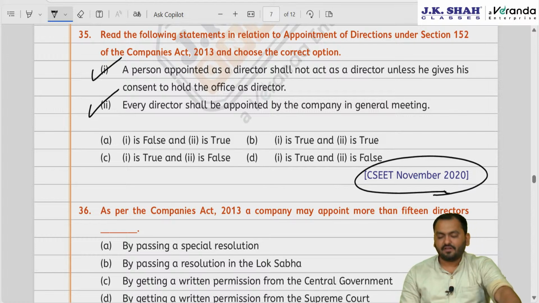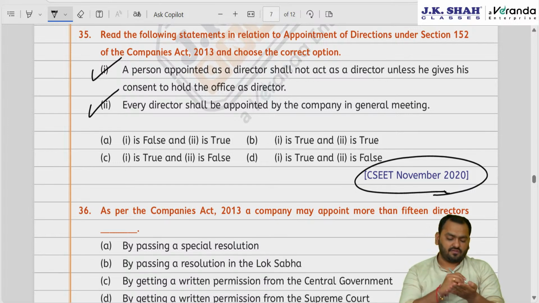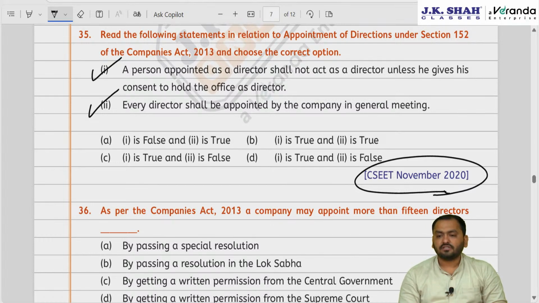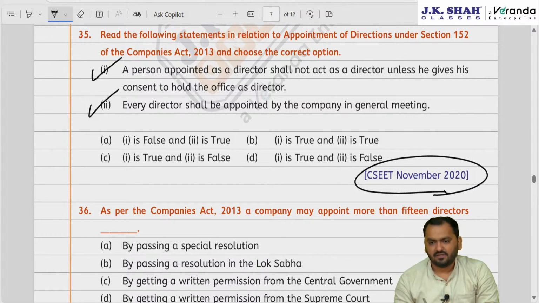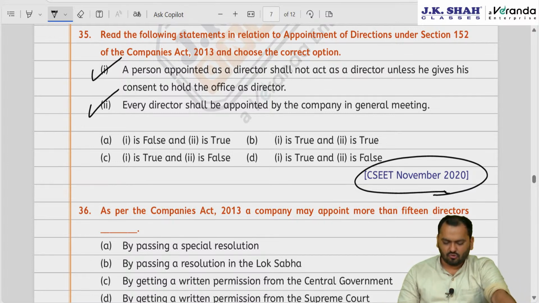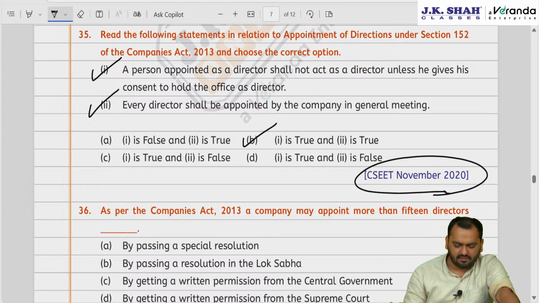Every person who is appointed as a director will have to give consent in writing that he agrees to be a director and to hold the office of director of the company, right? And who appoints the director of a company? Obviously, the members of the company in general meeting. So both statements are correct, and therefore option B is the right answer.